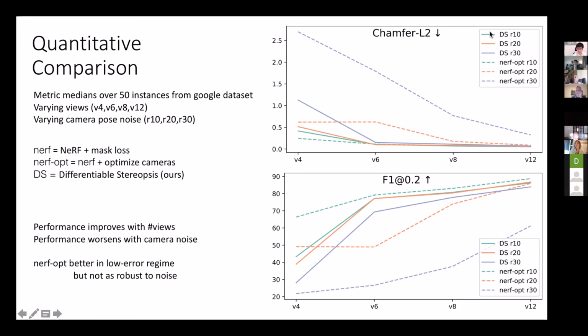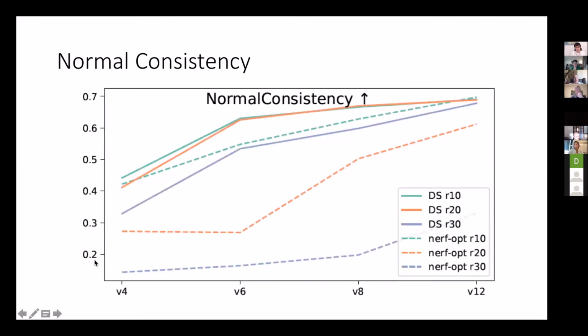The DS curves are solid lines and the NeRF curves are dashed lines, so you should compare in the same color. These are the comparison between NeRF and DS. These correspond to the noisiest case, which is this 30-degree noise in the cameras. You see that both approaches like to have more views, so as we get to more views, we do better. But the NeRF curve is higher, which means that it has higher error.